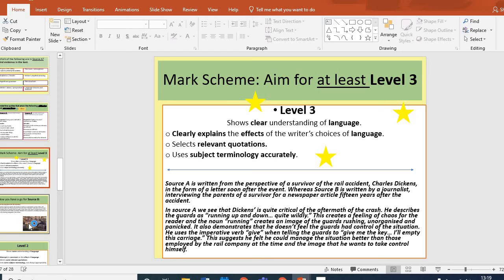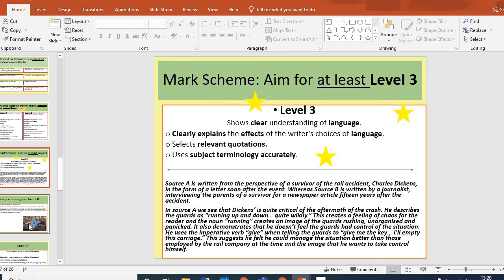So just to give you an idea, if you want to aim for at least a level 3, you need to do the following. You need to show clear understanding of language and clearly explain the effects of the writer's choices. You need to select the right quotes to support your points and use subject terminology accurately.